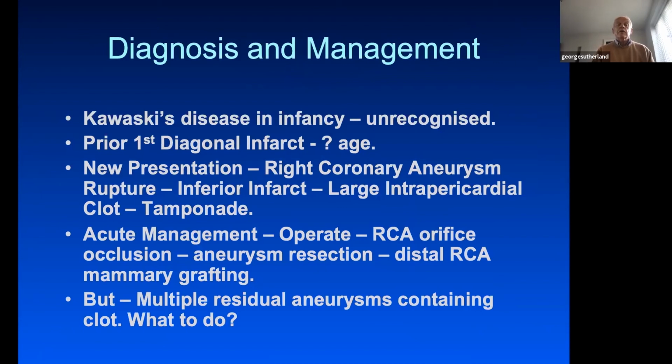What is this? This young man had Kawasaki's disease in infancy, unrecognized. He had a first diagonal infarct of unknown age, and that explains the upper septal scalloping out due to his infarction. What had happened this time is an aneurysm of his right coronary artery had ruptured. This had given him an inferior infarct. He had a large intrapericardial clot and tamponade.